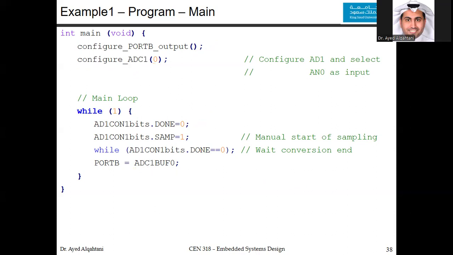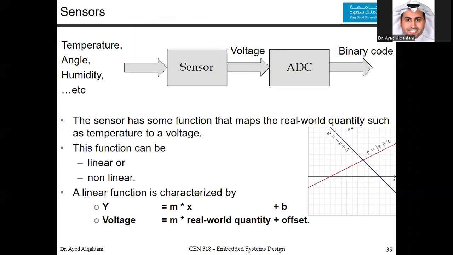Now let's have more examples to widen your knowledge about this subject. Note that there are always sensors associated with the ADC. Sensors can read many things. Some of them read the temperature, the angle, the humidity. These are just examples. The velocity, so many types of sensors.